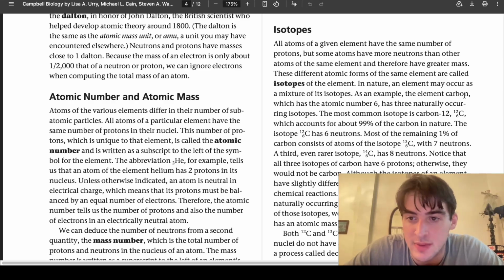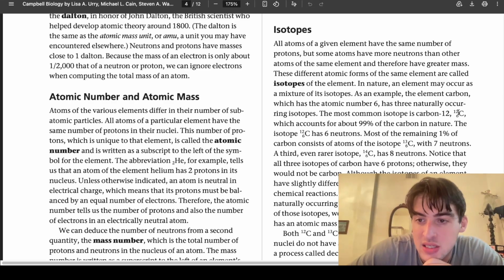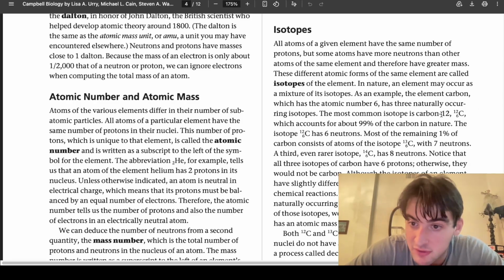So in nature, an element may occur as a mixture of its isotopes. As an example, the element carbon, which has the atomic number 6, has 3 naturally occurring isotopes. The most common isotope is carbon-12. So it has a mass number of 12, 6 protons, so that means it has also 6 neutrons. This accounts for about 99% of carbon in nature.